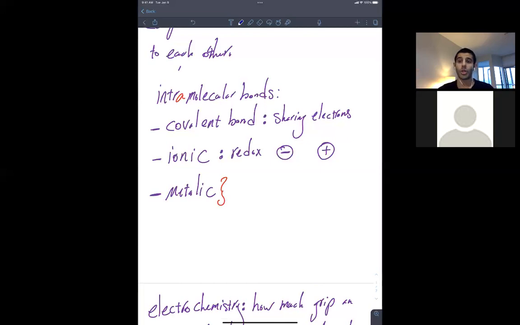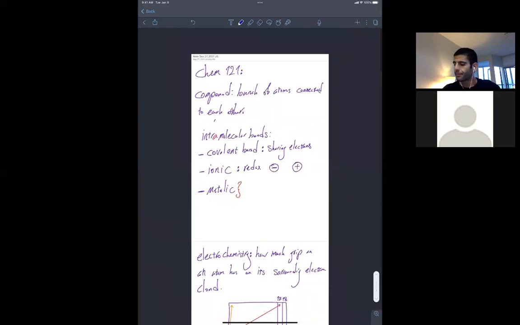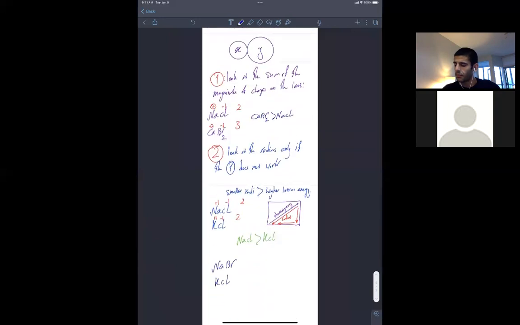So those are intermolecular, and those actually happen between molecules. So one molecule here and one molecule here, they make interactions with each other. They're more like interactions. These are very strong bonds, and these are stronger than those ones. So yeah, easy peasy.